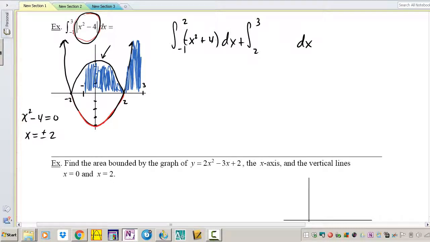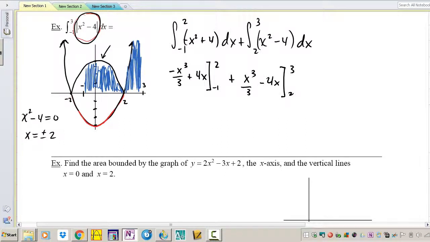That is my flipped parabola. And then from 2 to 3 is my original parabola, so no need to flip this. It's just x squared minus 4, which is the original. And let's go ahead and integrate. Negative x cubed over 3 plus 4x from negative 1 to 2, plus x cubed over 3 minus 4x from 2 to 3. And then we can go ahead and apply the FTC, the upper minus the lower.